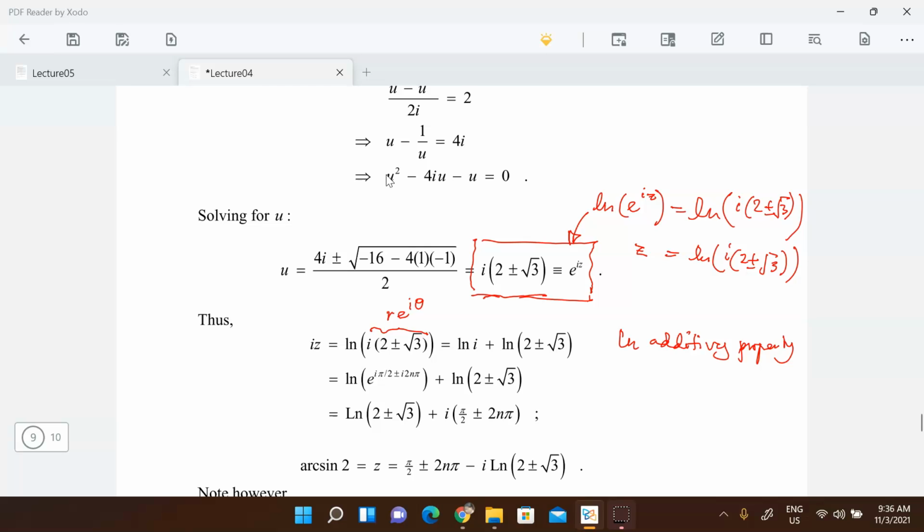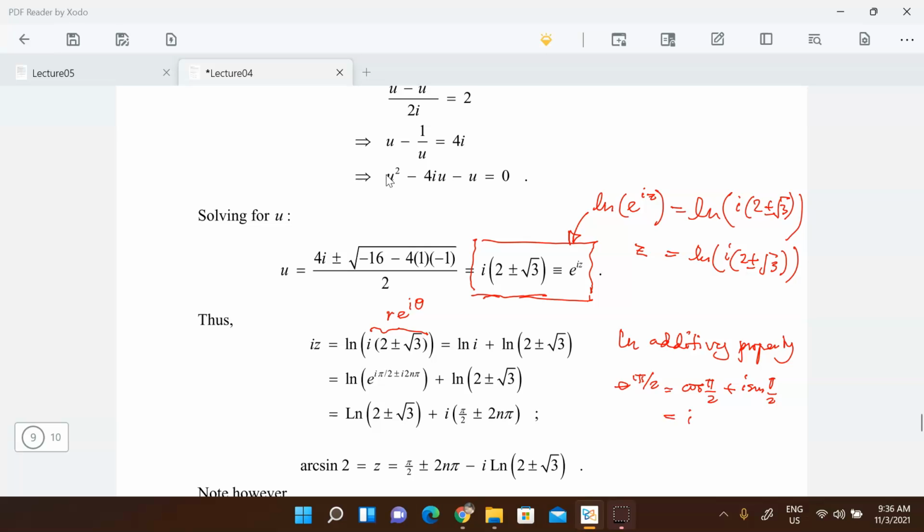Then one has this log i, which we can write as exponential i pi over 2. Remember, exponential i pi over 2, let me just write this, is cos pi over 2 plus i sine pi over 2. So this is just equal to i, right?